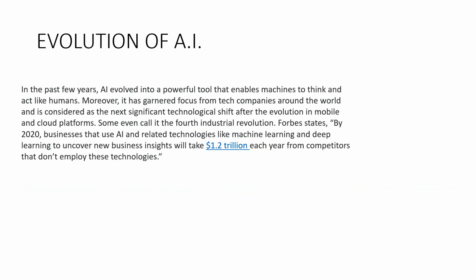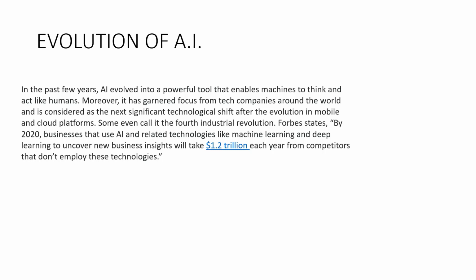Now, what is the evolution of AI? How did it evolve from the past, and now we have so many things? In the past, we didn't have Alexa, Siri, and all these things. How did it evolve? In the past few years, because it is not a very old technology, it is a new technology. Like when you read stories of kings and queens, they are from so long ago, but this is a story from only a few years ago. AI evolved into a powerful tool that enables machines to think and act like humans.